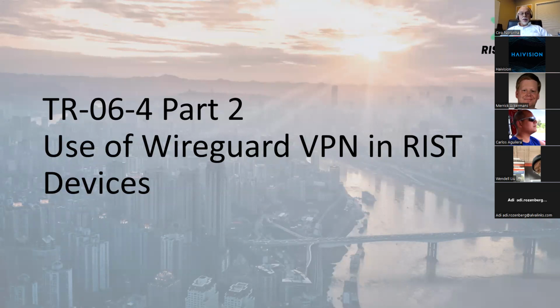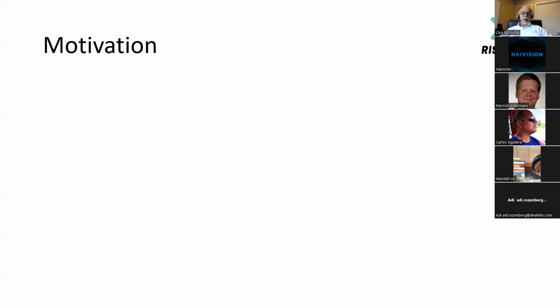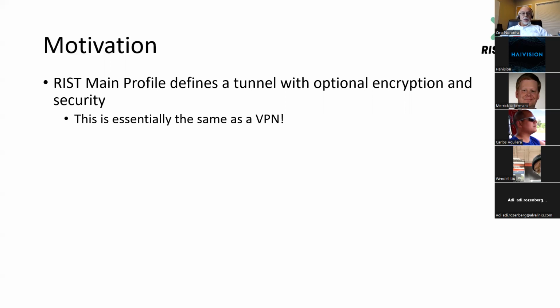Next part is the use of WireGuard VPN in RIST devices, the one we're working on right now. What's our motivation for that? Main Profile defines a tunnel with optional encryption and security. So what's a tunnel with security and encryption? That's a VPN.